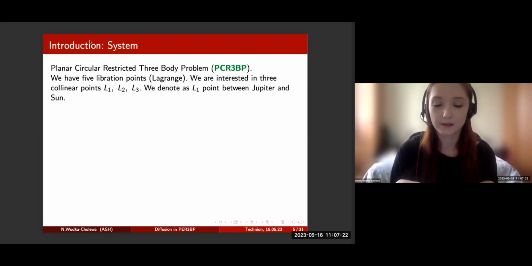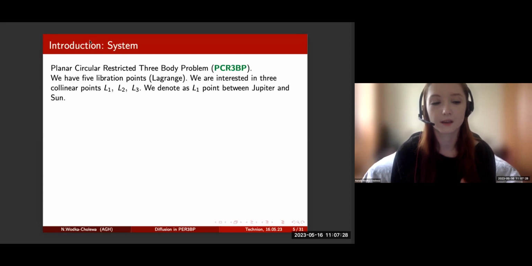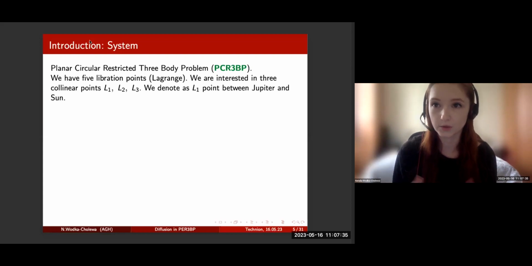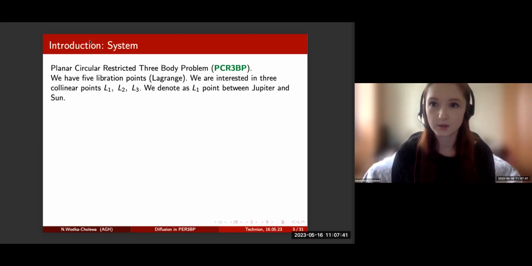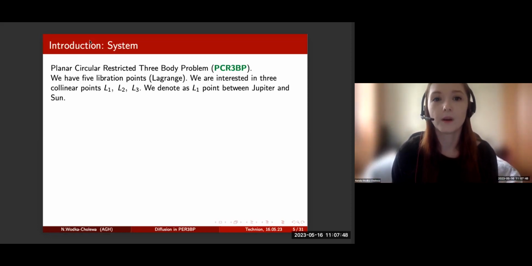Two of them are bigger, we call them primaries, and it can be Sun and Jupiter. In our case, it can be Earth and Moon and something like this. And the third body we assume is massless, so it doesn't have any influence on the larger bodies, and it's only under the influence of these larger bodies, so it moves between them.